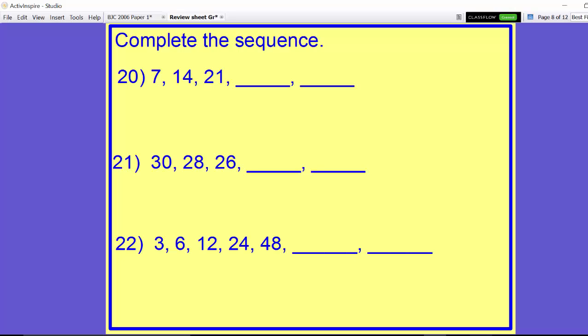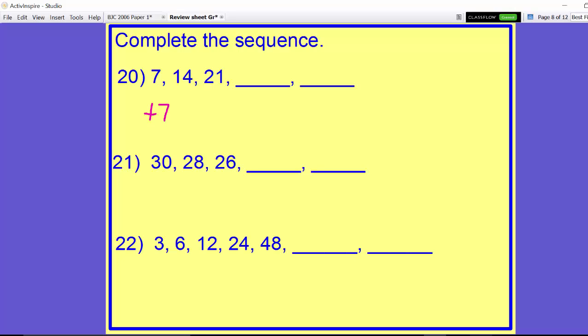Here we have complete the sequence. For number 20, we have 7, then 14, then 21. The number is increasing by 7. 7 plus 7 is 14. 14 plus 7 is 21. This is our 7 times tables.